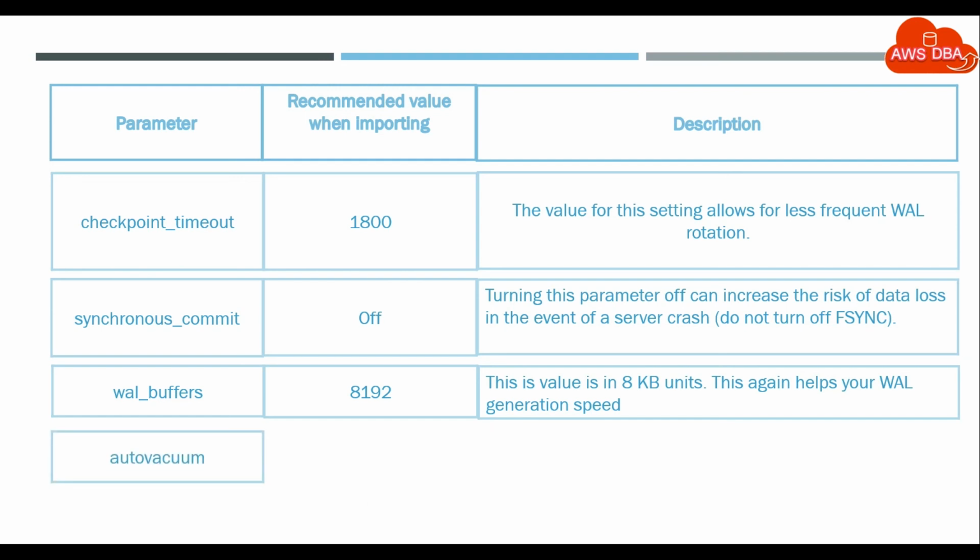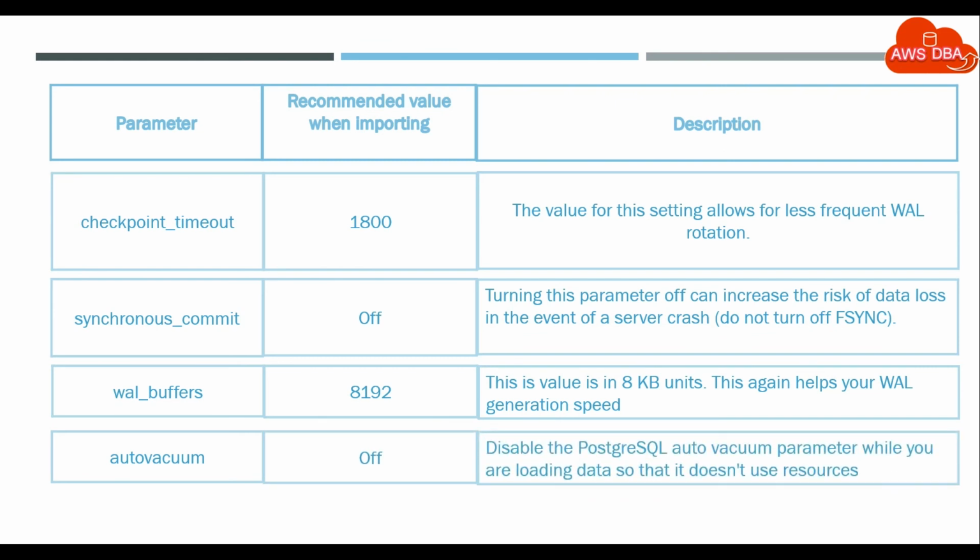autovacuum: off. Disable the PostgreSQL autovacuum parameter while you are loading data so that it doesn't use resources.